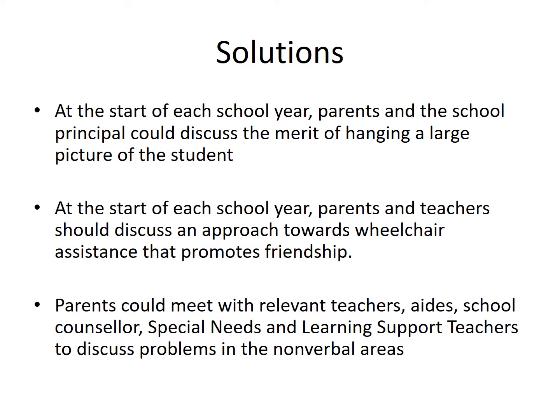Her first solution was that at the start of each year, parents and the school principal could discuss the merit of hanging a large picture of the student in the staff room lunch, where the student's medical conditions are noted and the action plan to be followed in the event of an accident or potential shunt problem. This would ensure all staff share the same information about the student.